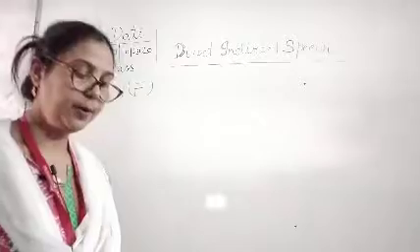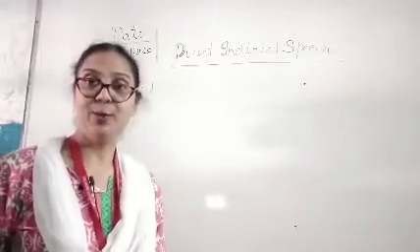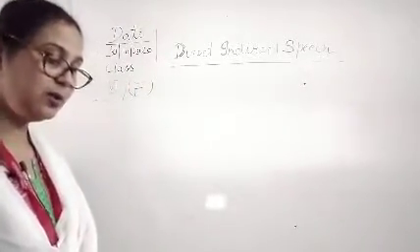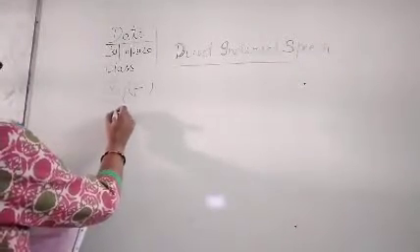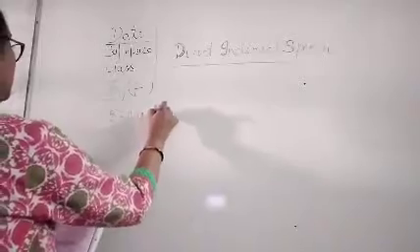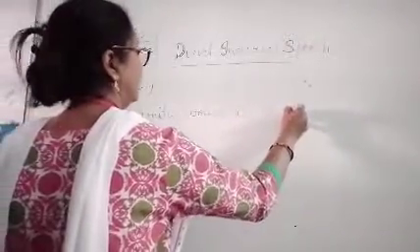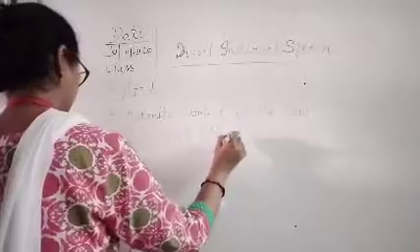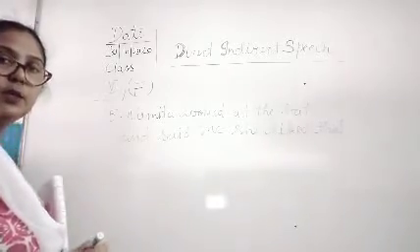Now next, number 5: Namita looked at the bed and said, I like this. So we are going to write in indirect speech. So what are we going to change? Namita looked at the bed and said, you can write that she liked that. So complete it, children. She liked that.